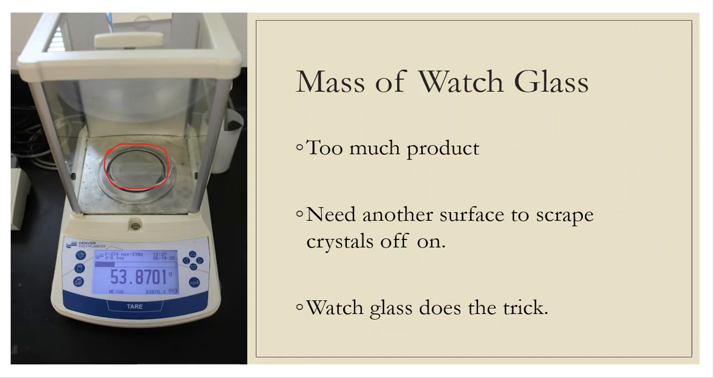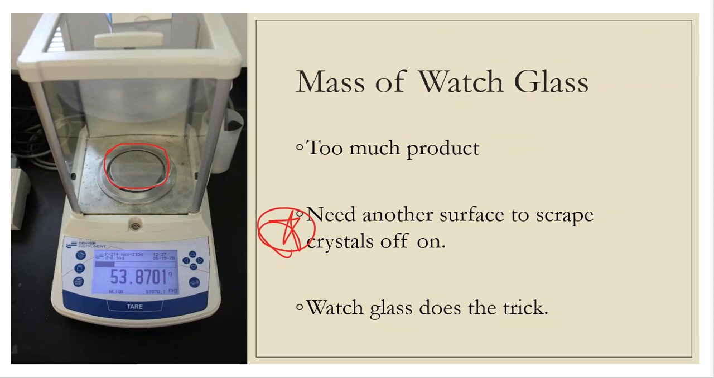The reason that I used a watch glass is because I have a lot of crystal. Tons of them. That filter paper is not going to hold everything. So I'm going to have to scrape those crystals out, and I'm going to have to put them on something else. And I need the weight of that, so that way I can get the weight of the crystal that has formed and my clathrate that's been dried. So that's the purpose of the watch glass here. And watch glasses, great job for those. I mean, that's one of the reasons that we use them. 53.8701 is the mass of the watch glass.